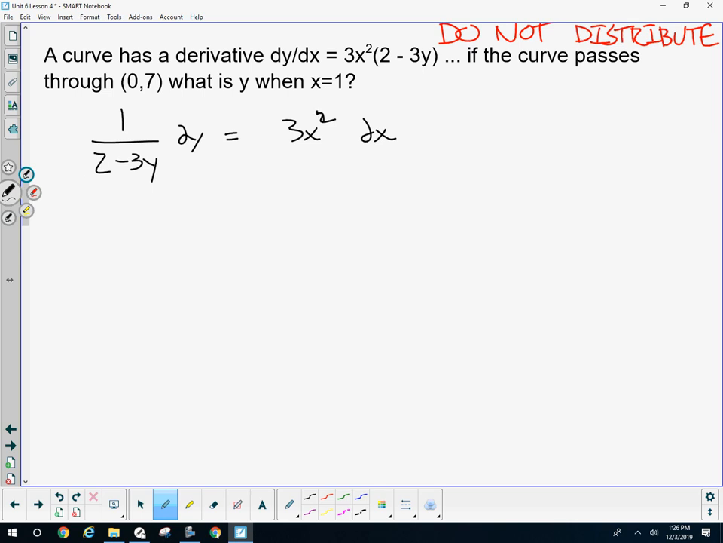Okay, we're going to have to remember from 2 classes ago, and we had a couple, the antiderivative of 1 over 2 minus 3y. Please discuss with your neighbors. What is the antiderivative of 1 over 2 minus 3y?